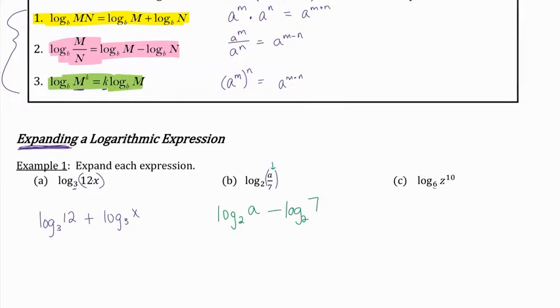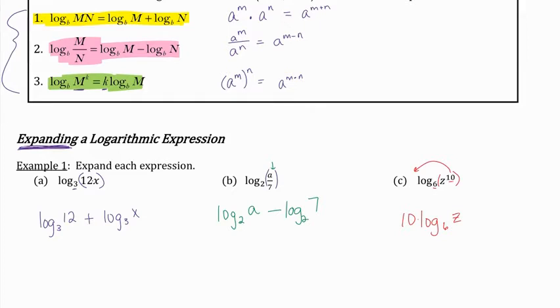So again, keep your base the same. So I'm going to keep my log base 6. And basically the easiest way to remember this one is anytime you have an exponent on something that you're taking the log of, that exponent can come out in front. So I'm going to do 10 times log base 6 of z. Okay, and we'll see what this helps us do in the next couple sections.